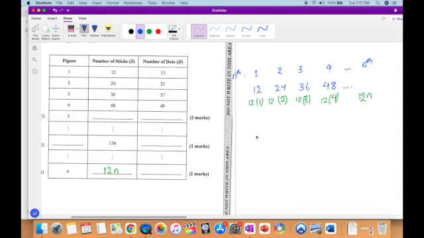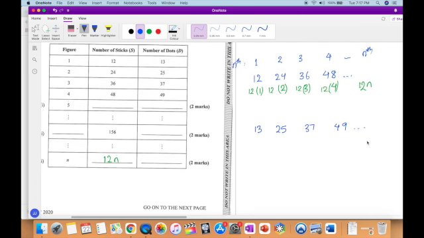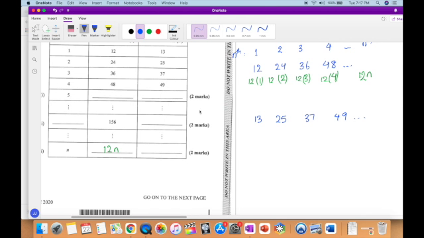So next we have the sequence 13, 25, 37, 49, dot, dot, dot. Oh, this one looks a bit harder. What I will do is the same thing. The first term, this is the second, this is the third, this is the fourth, dot, dot, dot, and the nth term here.